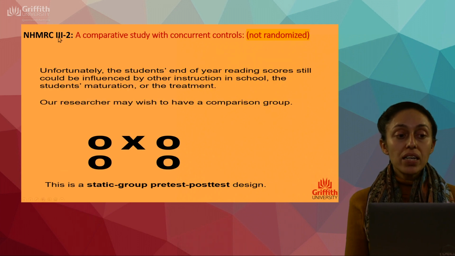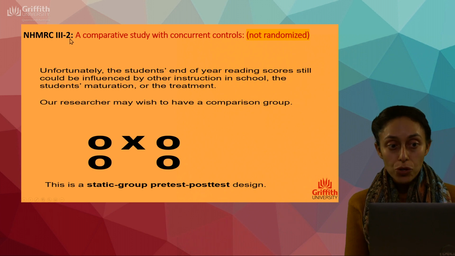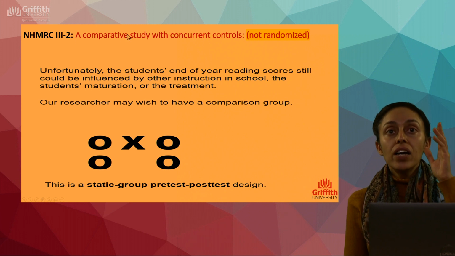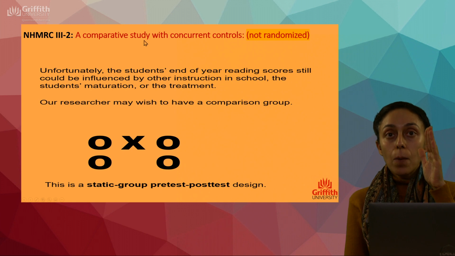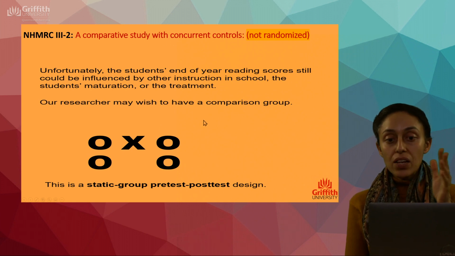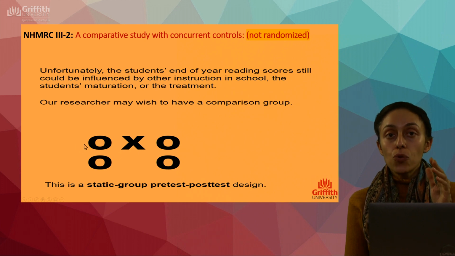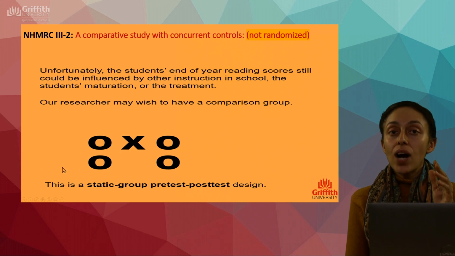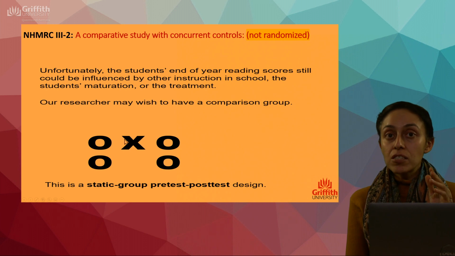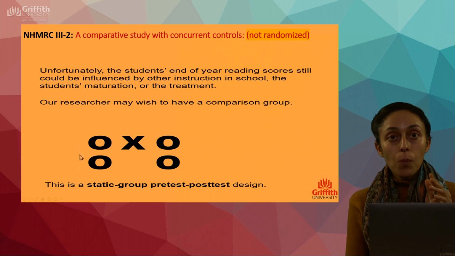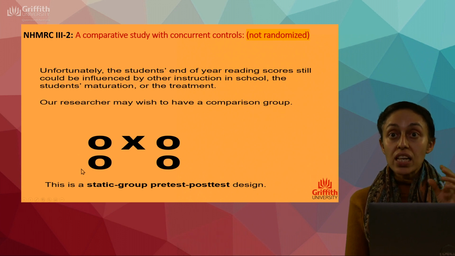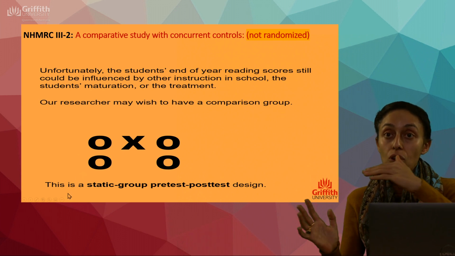Now you have NHMRC level of evidence 3.2. Over here it's a comparative study with a concurrent control. So basically what does this mean? It means that you have an intervention group, you have a control group, X meaning the intervention, but over here they are not randomized. So clearly you are just following both of these groups.